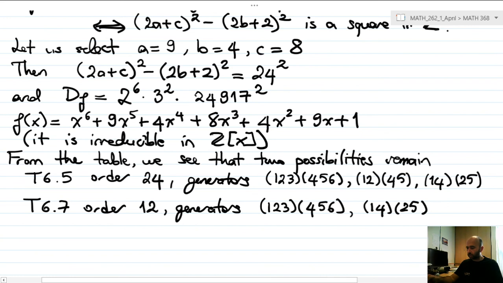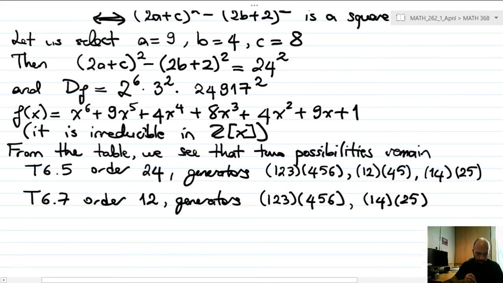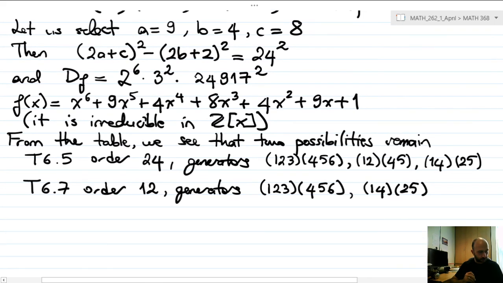Now we want to decide which one, okay? So you have this particular polynomial. Its Galois group is isomorphic either to this order 24 subgroup or order 12 subgroup, living in this huge group with 720 elements, right? So we were able to narrow down quite a bit, but which one of these two is it really isomorphic to? Now, we'll need one more bit of information to make this decision.